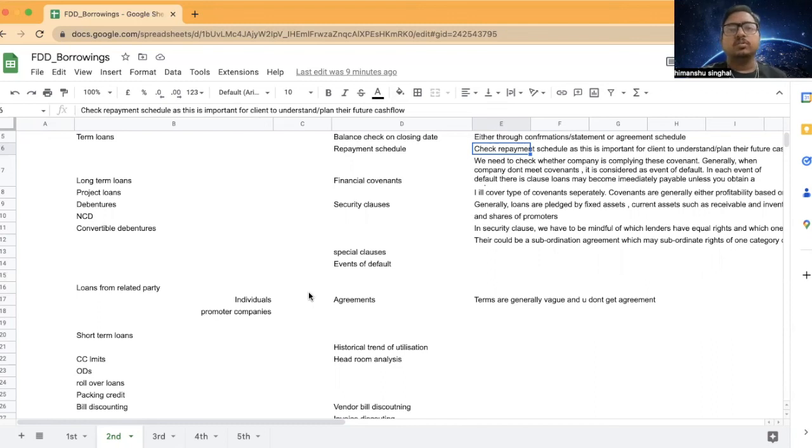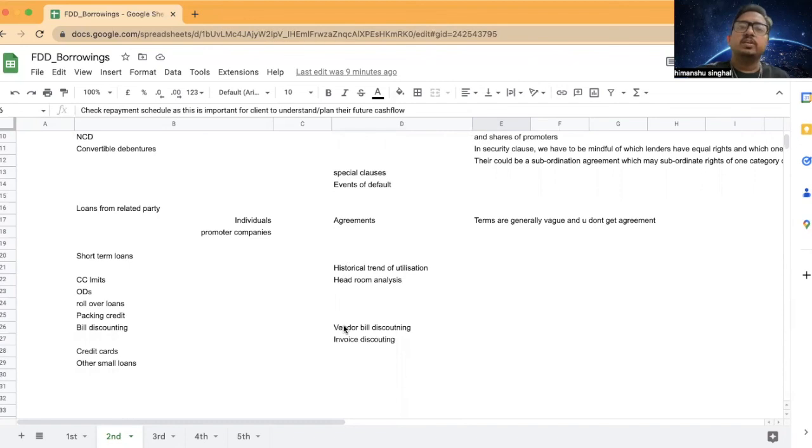Now, talking about vendor bill discounting or invoice discounting, it is not generally visible in the borrowing schedules. You may have to look through the aging of trade payables and some disclosures in the financial statements. Only then will you be able to identify whether the company has these kind of adjustments. So in a subsequent video, we will discuss more on advanced topics.